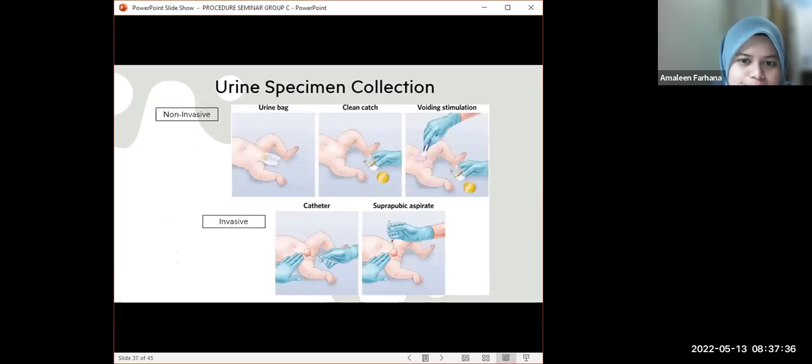Okay, next. Before we do urine C&S, a urine specimen must be collected. Urine specimen collection can be done in outpatient or in the ward. It can be divided into two, which are invasive and non-invasive specimen collection. For non-invasive, there are the urine bag and clean catch methods, which are much cheaper and easier to do. However, they have a high risk of contamination from surrounding organisms.